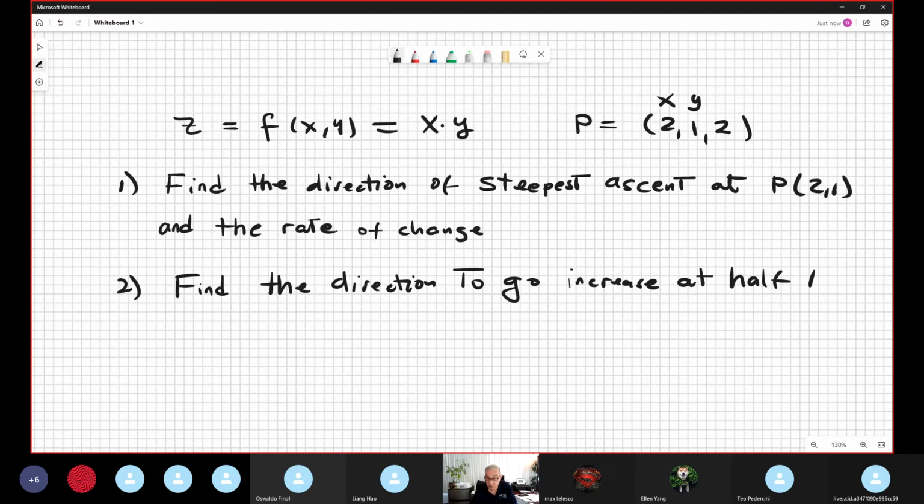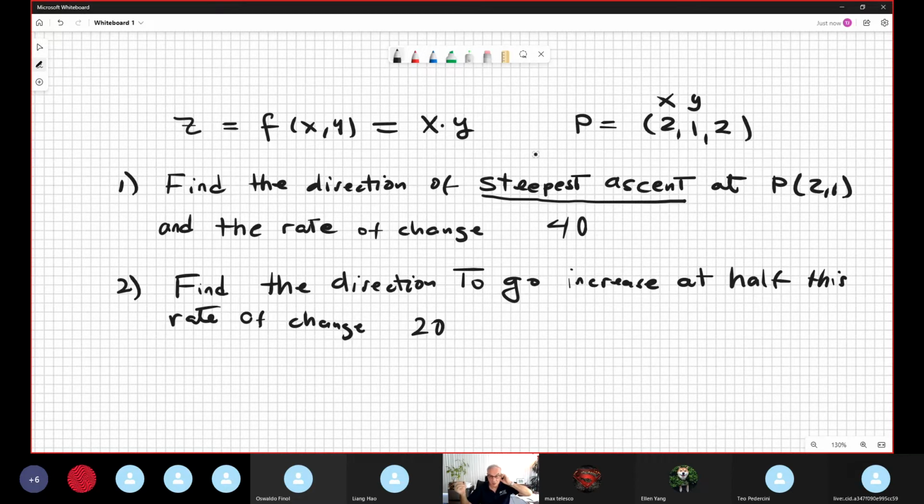Half this rate of change. The question says, let me try to understand the question. Suppose that you compute here that the rate of change is 40. It's obvious that it's steepest ascending in the same direction of the gradient, no? However, I want to find in what direction the rate of change now is 20 divided by 2.